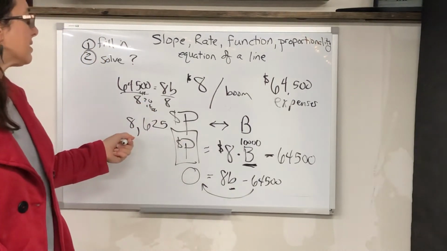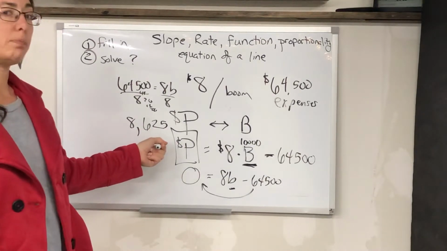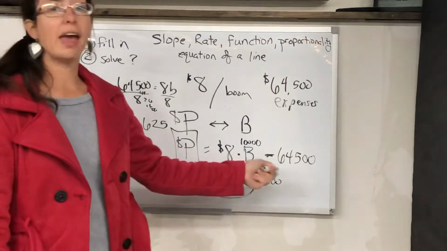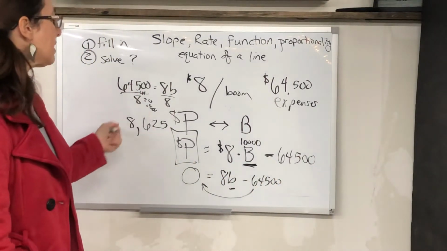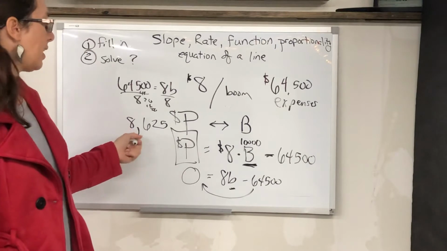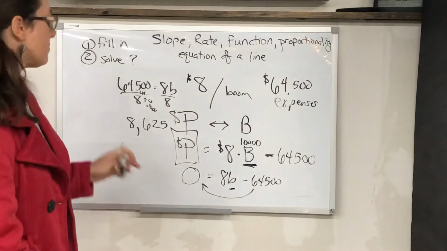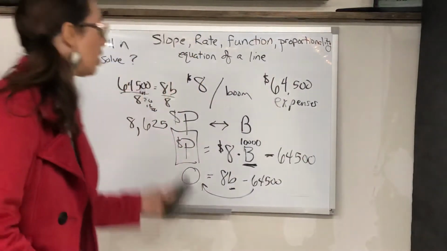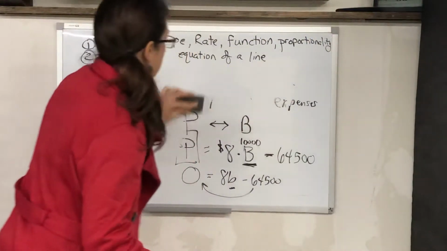So I need to sell 8,625 boomerangs before I ever even make a profit on top of that, okay? Everything after this, when you sell 8,626 boomerangs, you're now making some money, all right? So these are proportional equations.